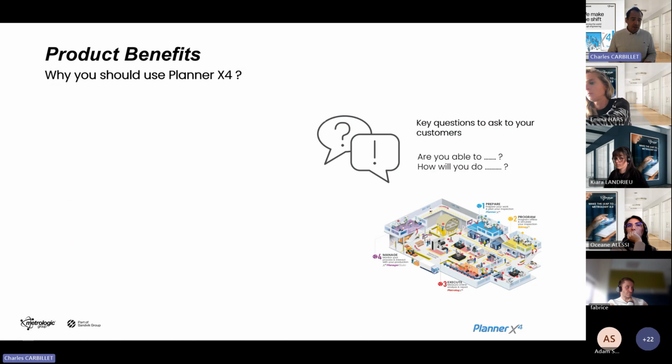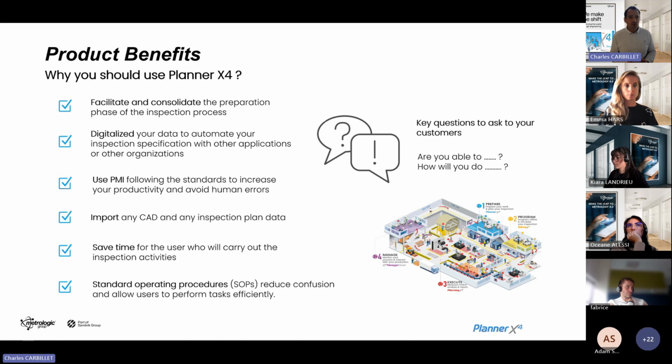Let's detail a little bit what the benefit of this product is. It is really to provide you a facilitated, or let's say consolidated, preparation phase for the inspection process. You will generate one file that is able to support every piece of information for your inspection. It also provides you the capability to digitalize the information, to avoid paper, to get paperless information, and to use your PMI to clearly observe, verify, and check if it is a standard PMI at this stage.